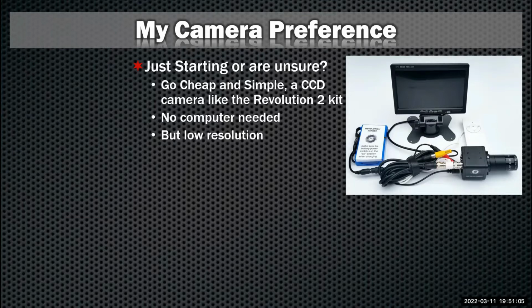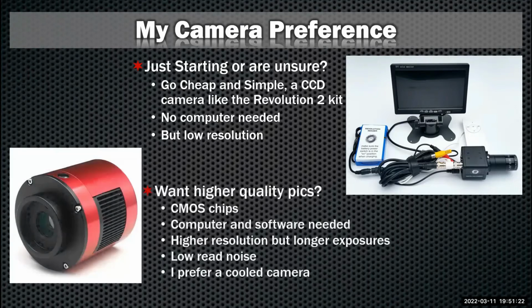But it is low resolution, or standard resolution. So you're looking at about 640 pixels by 480 pixels. And I'll show you some examples later on of what these standard or lower resolution cameras look like. But if you want higher quality pictures, CMOS chips are the way to go.